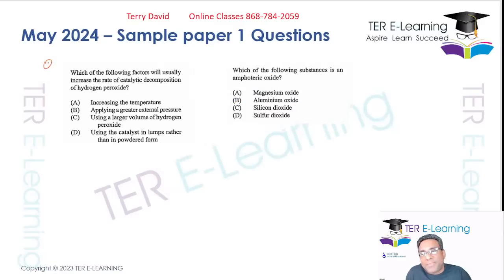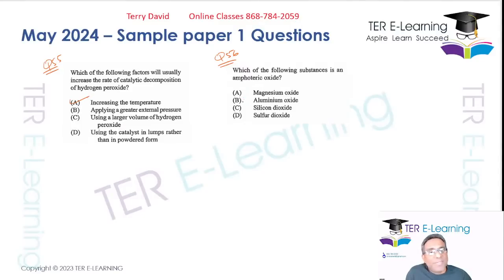Question 55 and question 56. Which of the following factors will increase the rate of the catalytic decomposition of hydrogen peroxide? Question 55. People get an A as the answer. Yeah, increase in temperature obviously increases rate.